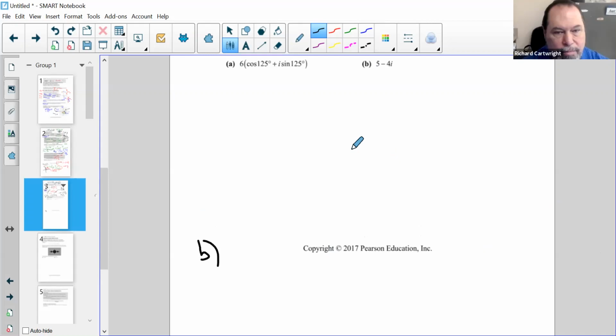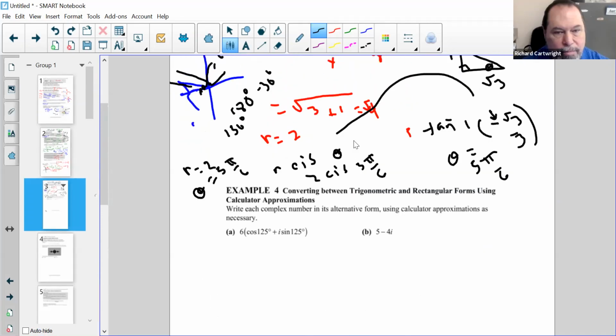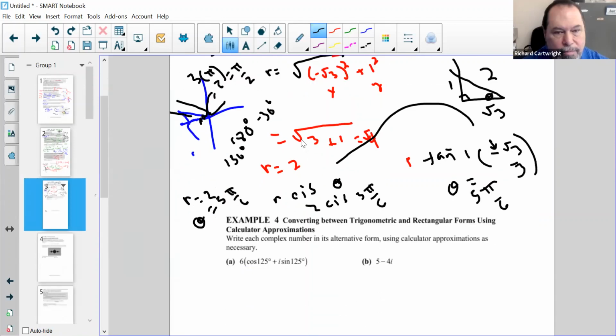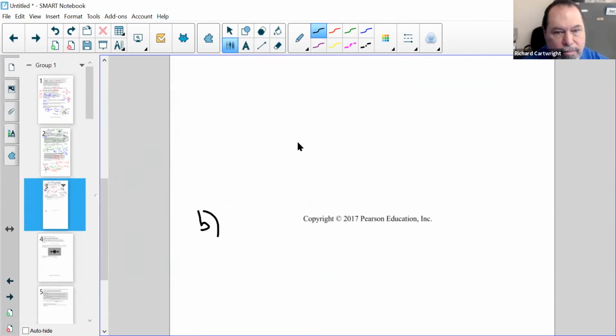Let me go all the way up. What am I looking at? Way up, way up, way up. Oh, it's a -3i. All right, so I'm going to do B. I'm going to convert -3i into, I guess we're still doing trigonometric form. Trig form, okay? So how do I write this as a complex number? Simple. It's a 0. There's no real part. 3i.